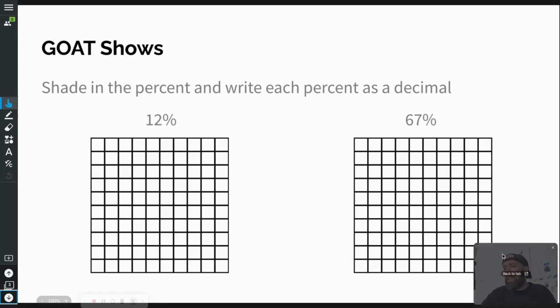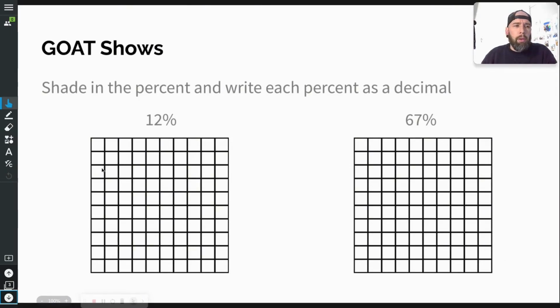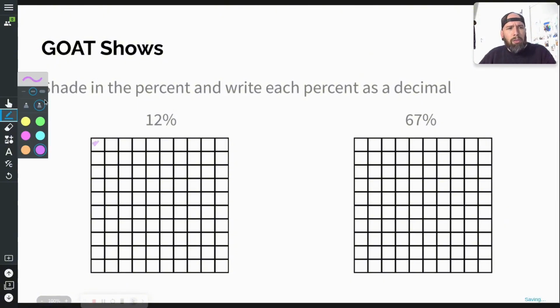So let's shade in the percent and write each percent as a decimal. Let's get our little shading marker because that'll be a whole lot easier. Shade in the percent and write each percent as a decimal. Oh, that's not that much. I'm gonna have to shade in 1, 2. This is gonna take much longer than I'd hoped.